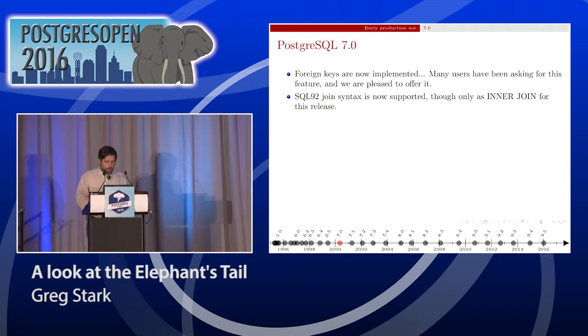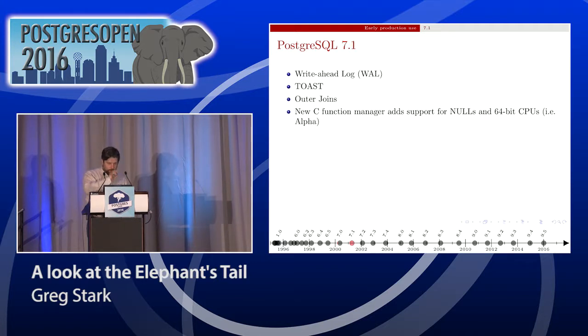SQL joins, still major. Sorry, okay. The write-ahead log was added specifically to avoid corruption when the database crashed. And at this point, you can see the goal is still bringing Postgres up to a point where it can be reliable enough with your data to use for business data.